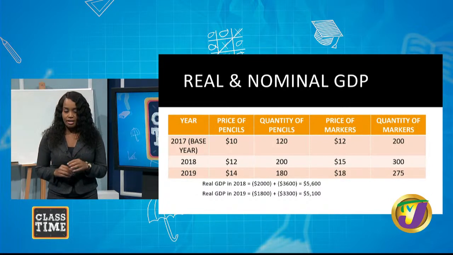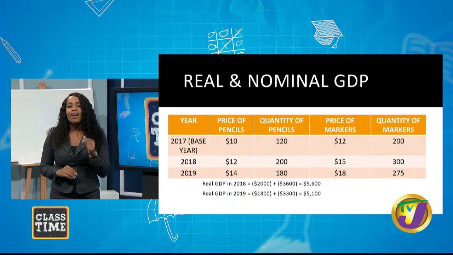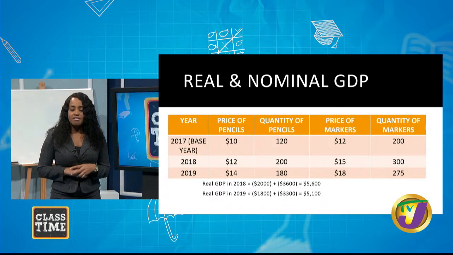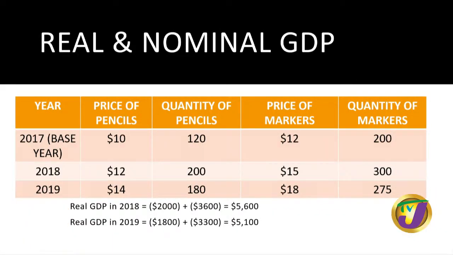We're going to look at the quantities that are produced in those years, but we're going to use the price of the base year, which is 2017. So when we look at the quantities of markers and pencils produced in 2018 and 2019, we're going to use the original prices. So we're going to look at the $10 for pencils in 2017 rather than looking at the $12 in 2018 and the $14 in 2019. And when we look at the price of markers, we're going to look at the $12 when we look at the quantity, $12 meaning the base year price, rather than the $15 in 2018 and the $18 in 2019.